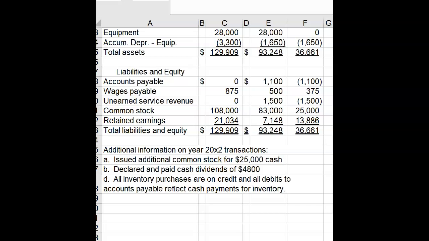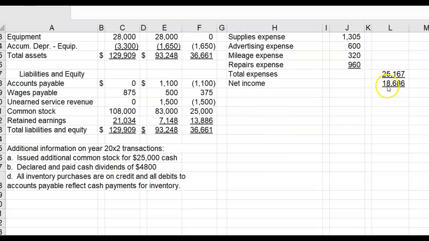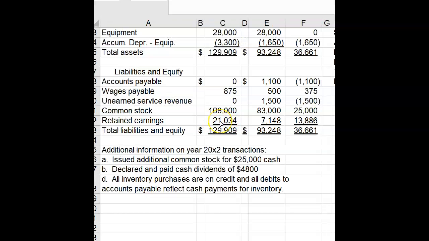So in this example, beginning retained earnings of $7,148 plus net income of $18,686 minus dividends equals ending retained earnings of $21,034. If we solve for the unknown amount of dividends, we can calculate that dividends must have been $4,800.